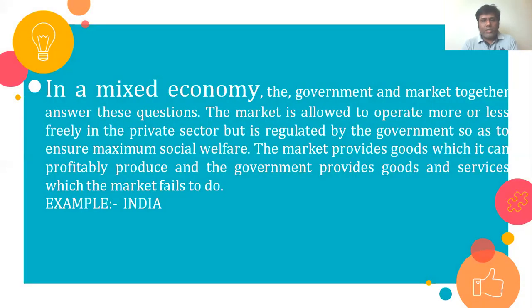The third is the mixed economy, where all the factors of production, that is land, labor, capital, enterprise, are partially controlled by the government and partially controlled by the market. So you can say it's a hybrid of capitalist and socialist. In a mixed economy, we have the merits of the socialist economy and the merits of the capitalist economy. So in a mixed economy, all the factors of production, land, labor, capital, and enterprise, are partially owned by the government, or you can say the public sector, and partially owned by the private sector, or you can say the market.